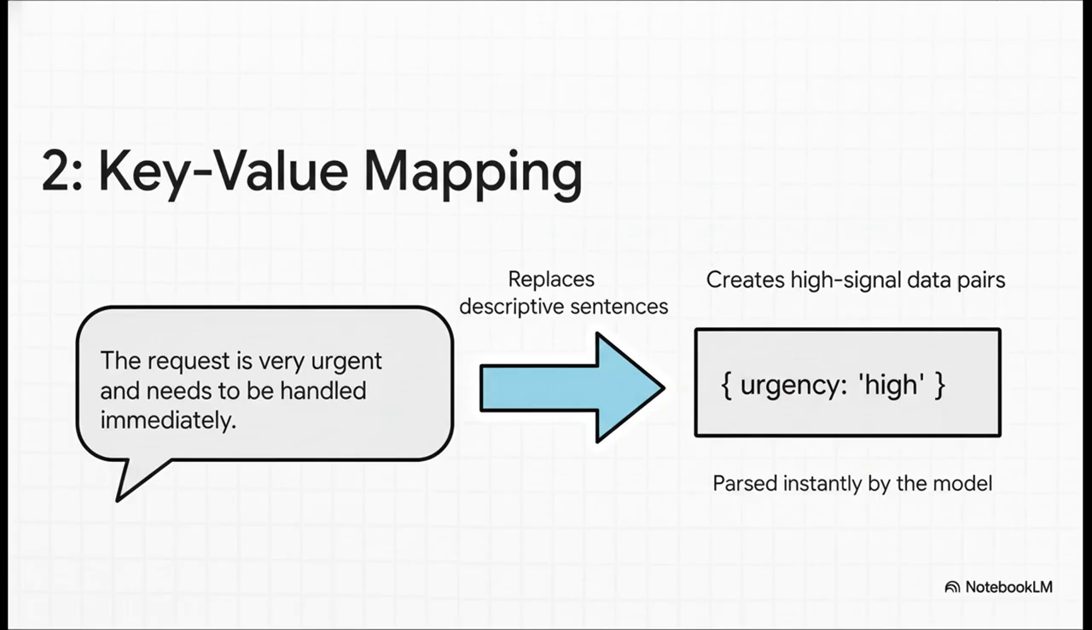So instead of writing out "if the request is very urgent," you just create these super high-signal data pairs, something like urgency: high. The model can parse that in a split second. But here's the really critical part. This rigid structure helps reduce positional bias. You know how LLMs can sometimes pay more attention to the first or last thing they read? This forces the model to weigh every parameter equally.